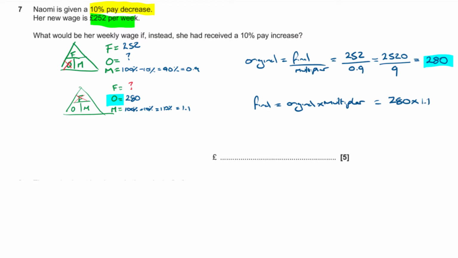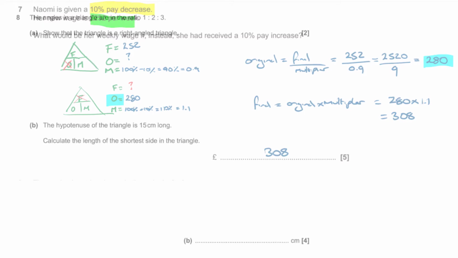Okay, how do you multiply by 1.1? So that's 280 and a tenth of 280. A tenth of 280 is 28, so 280 plus 28, that's going to be 308. So that is the final wage then, isn't it? She would have got £308 if she'd had a 10% increase and not a 10% decrease. I don't know why she's given a 10% decrease.